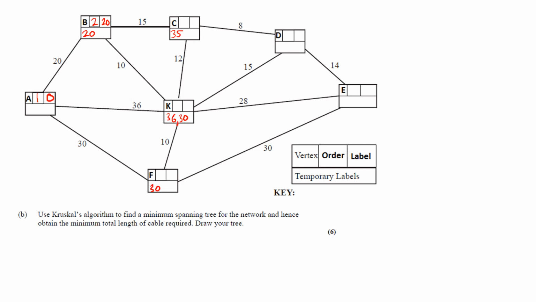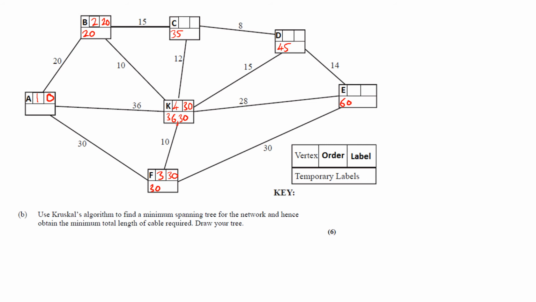So I'll box off F next, 3 and 30. And then consider K, no change. Consider E, 60. Box off K next because that's also worth 30. 4 and 30. Consider C, not going to change. D is going to update to 45.